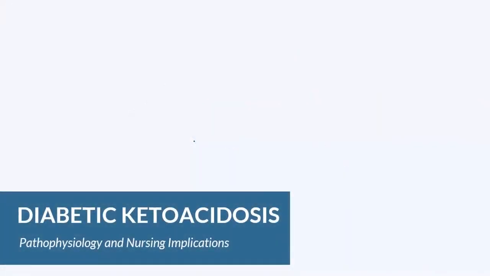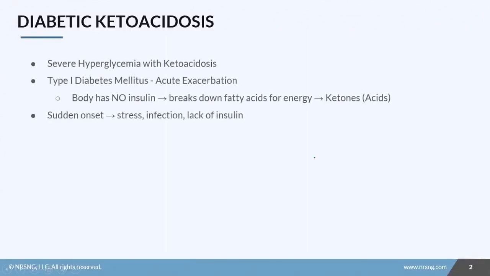So this lesson is going to talk about diabetic ketoacidosis, or DKA. Now, diabetic ketoacidosis is a state of severe hyperglycemia with ketoacidosis. So this is essentially an acute exacerbation of type 1 diabetes mellitus. Now remember, in type 1 diabetes, the body has no insulin.